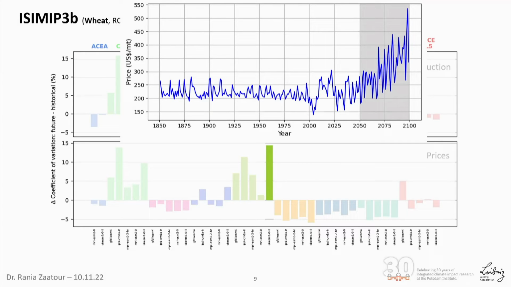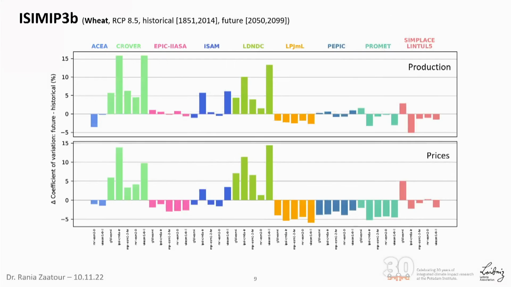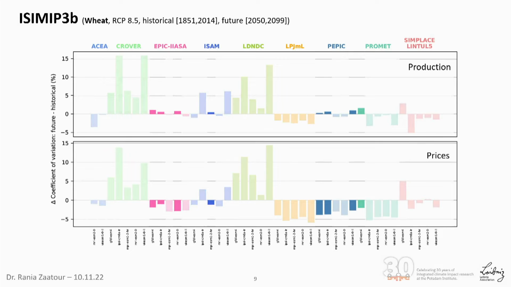Interestingly, not only do some crop models always expect prices and production to vary more in the future, but some models, like this one in orange, for example, the LPJmL, always expect production and prices to vary less in the future. And what's more remarkable is that in some cases, we have a higher variability of the production in the future, but a lower variability of the prices in the future. So the price variability doesn't always follow from the production variability.